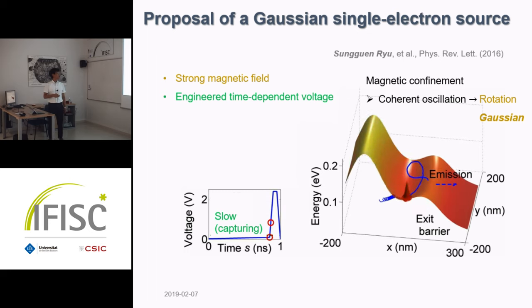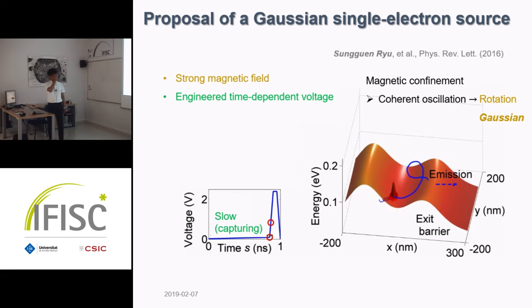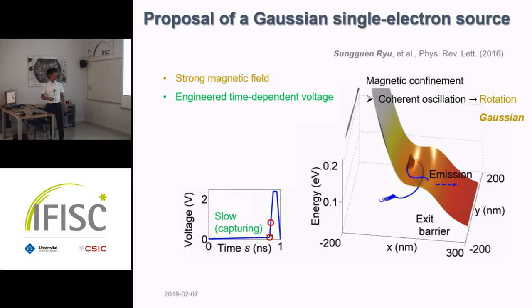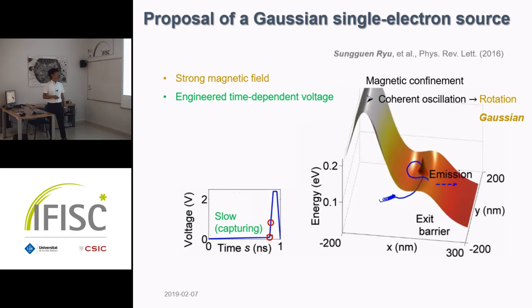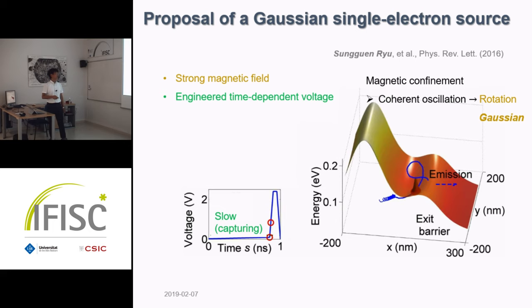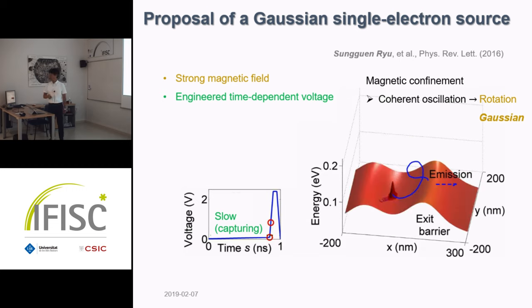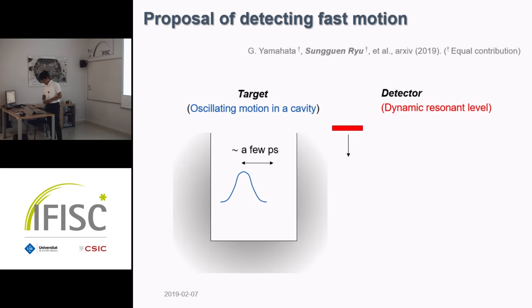Because of the sudden rise of the potential barrier, there is current oscillation because of the non-adiabatic excitation. But in this case, the strong magnetic field makes the current oscillation a rotation. And during the rotation, because of strong magnetic confinement, the initial Gaussian wave shape remains rather than changing into uncontrollable shapes. And also, using this spatial motion, we can make the electron overcome the barrier without changing its shape, so the emitted wave packet also becomes a Gaussian. To make such a Gaussian wave packet, the spatial oscillation of the wave packet inside the cavity is important.